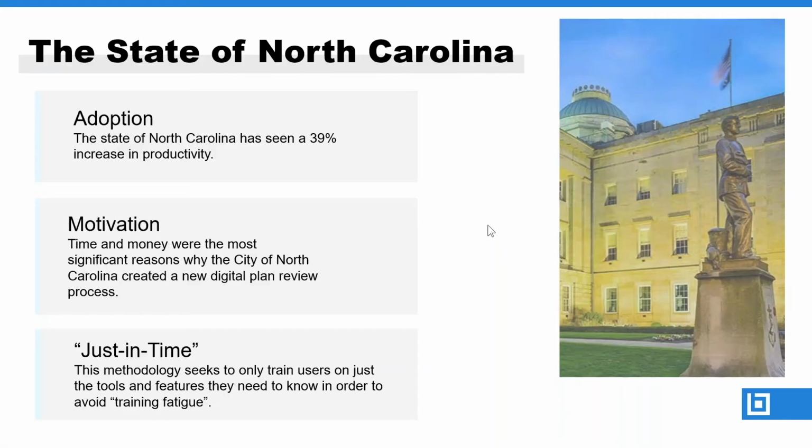So just so you all know, the state of North Carolina has adopted Bluebeam Review as one of their main programs to help them with their productivity. And it's helped them with a 39% increase. And basically, they needed to save time and money, as do we all. And that's, of course, why they adopted this digital plan review process.